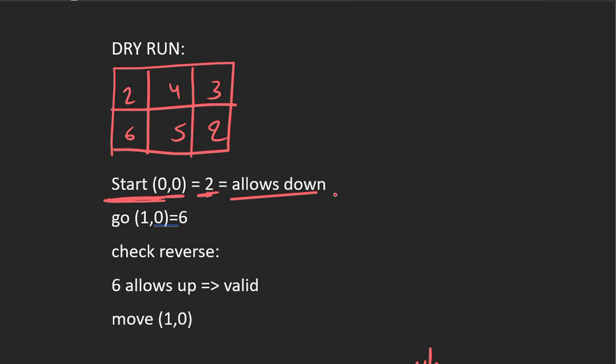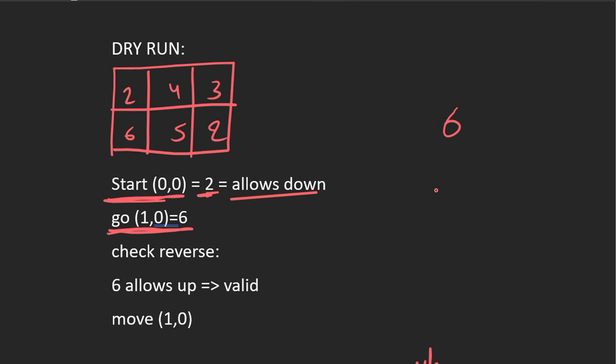So if we move from 0 comma 0 in the up direction, then we'll go out of the grid, so we will not take up direction, so we will take the down direction, and we will go to 1 comma 0 where we have 6, right? So what is the direction that 6 allows? 6 allows up direction. Yes, 6 allows up direction.